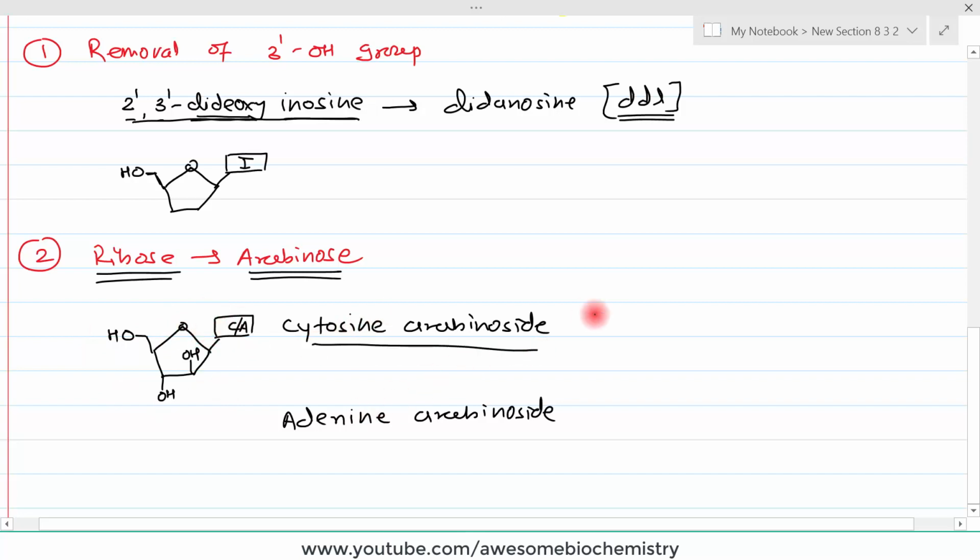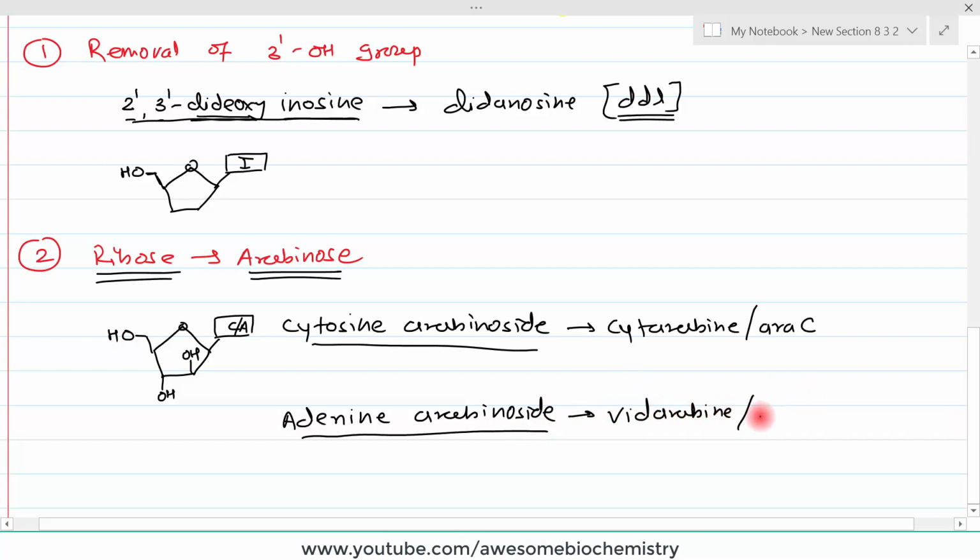This cytosine arabinoside goes by another name also. It's cytarabine, or it is also known as ara-C. Similarly, adenine arabinoside is also known as vidarabine, or it is also known as ara-A. Okay, ara is for the arabinose, and C and A are for their respective nitrogenous bases.